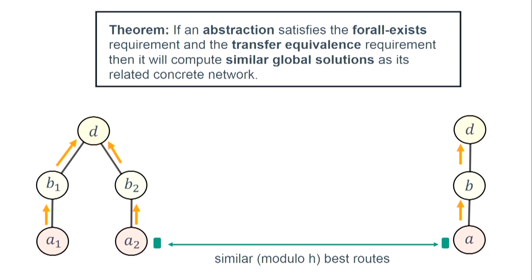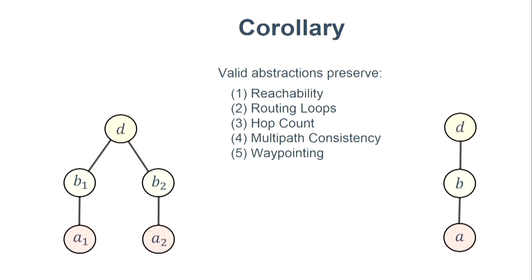And so what that means basically is that, for instance, if A2 computes a best route to the destination, then A will also compute a similar best route to the destination. Those will be similar modulo the abstraction function h. Okay, a corollary of this theorem is that our abstractions preserve a whole bunch of really important properties for network operators. They preserve reachability, routing loops, hop count, a property called multipath consistency, and properties like waypointing.